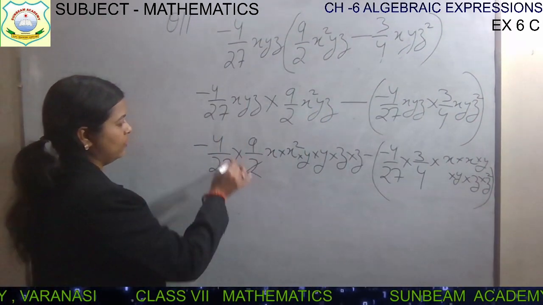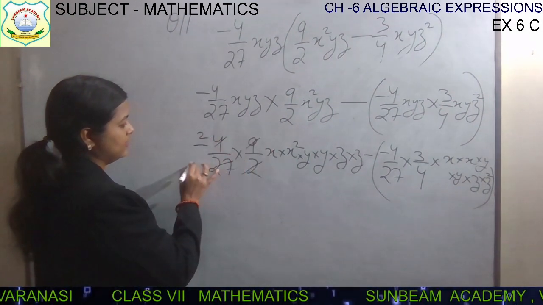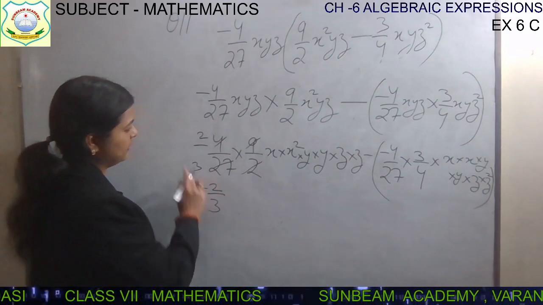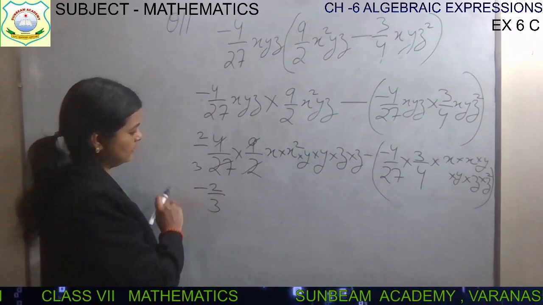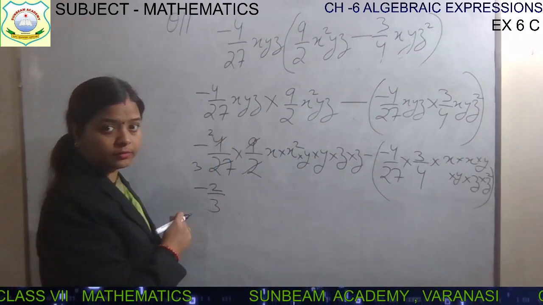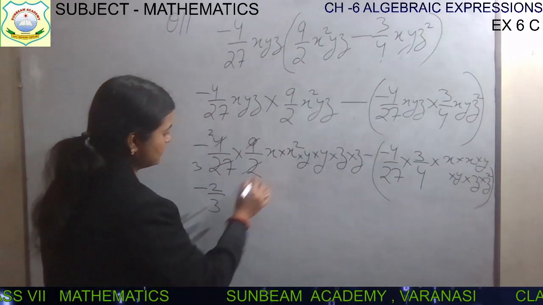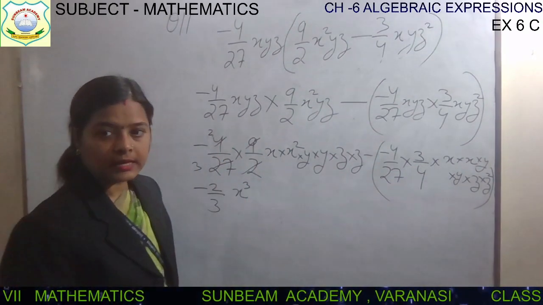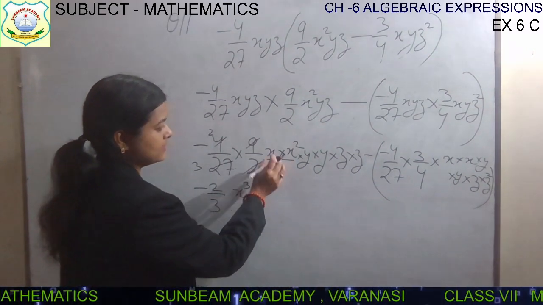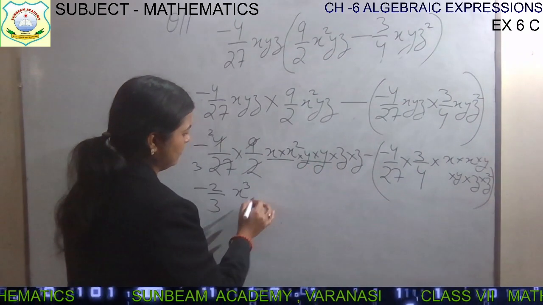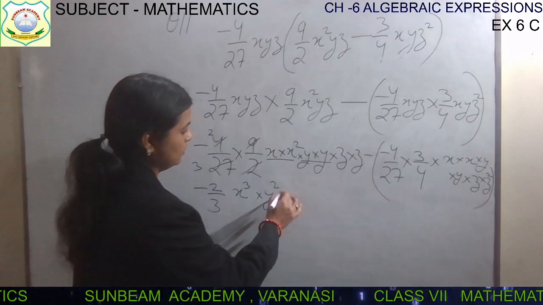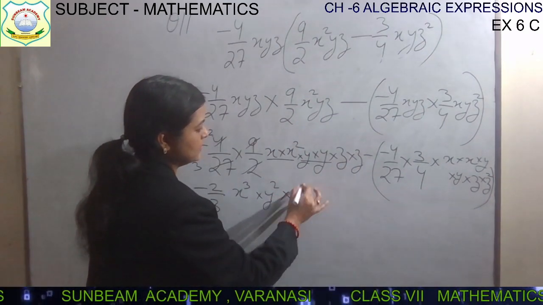Now 2 2s are 4 and 9 3s are 27. So what is left? Minus 2 by 3. Minus will also be there. Okay, minus 2 by 3. Then here we write 2 a little bit. Okay, 2. Now x into x square will become x cube. Power will be added. Okay, the base is the same, the power is added. y into y will become y square, 1 and 1 will become 2. Then z into z will become z square.